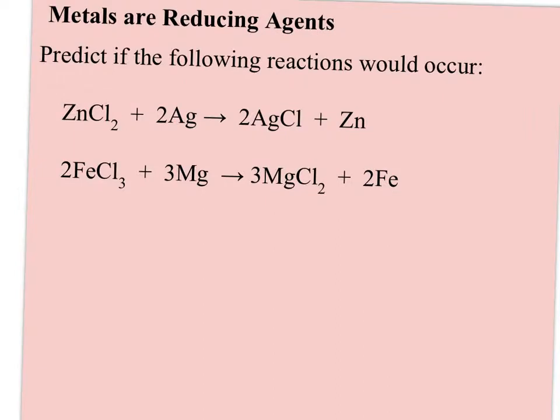So predict if the following reactions would occur or not. What you need to look at is which metal is an ion, which metal is in its elemental form, and is the metal in its elemental form, so in this case silver, strong enough to force its electrons onto zinc? And in this case, no, it's not. Zinc is the more reactive metal, so silver is not going to be able to replace it. But in the second one, magnesium is looking to unload its electrons, and it is stronger or more reactive than iron. So yes, that reaction would take place.